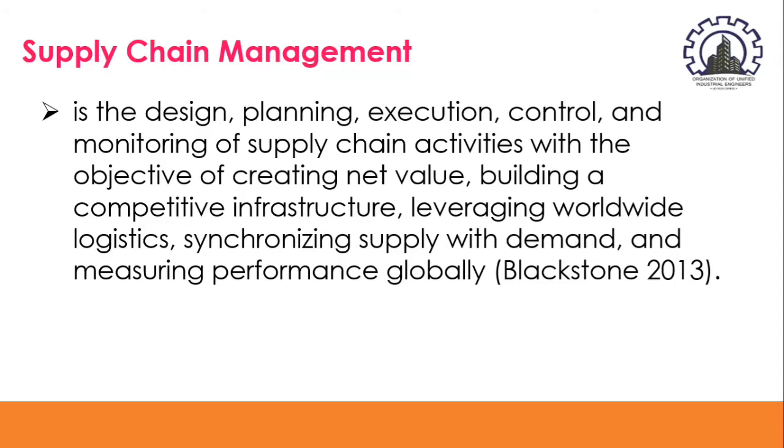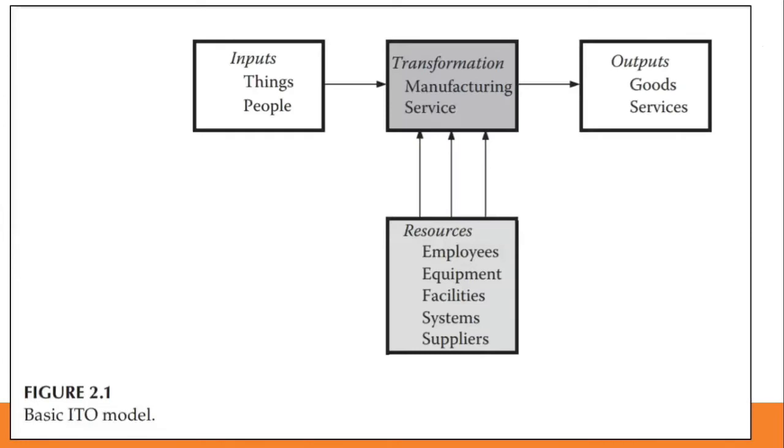Now, the ITO model, or inputs, transformation, outputs, which is also called the IPO model, or inputs, process, outputs, is the DNA of the supply chain. Being the DNA of the supply chain, both manufacturing and service businesses employ the ITO or IPO model to create a systematic, functioning supply chain to sustain and become competitive. As you can see in Figure 2.1, it presents the basic ITO model.